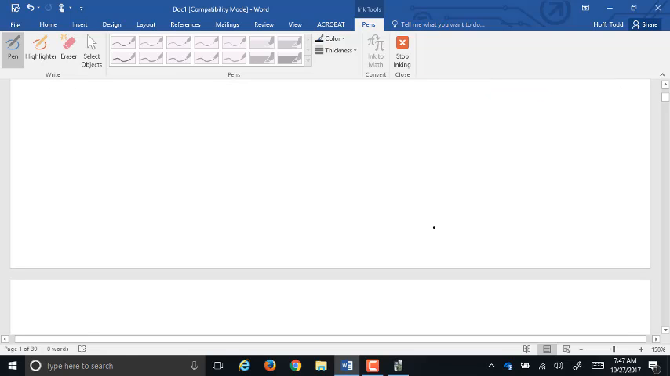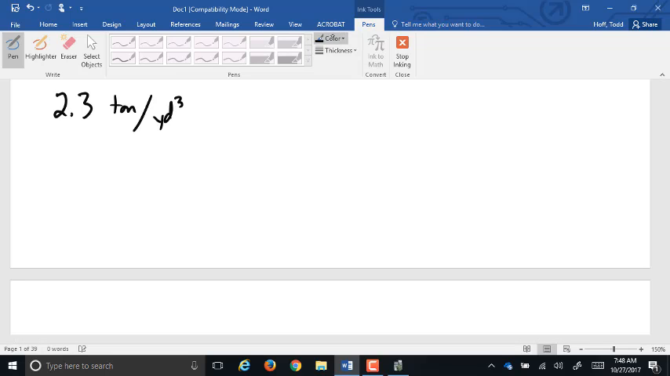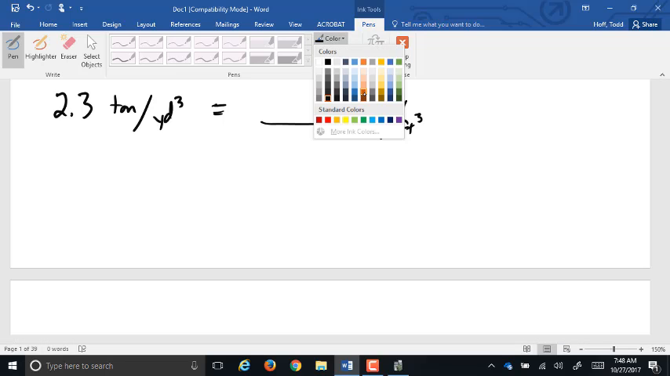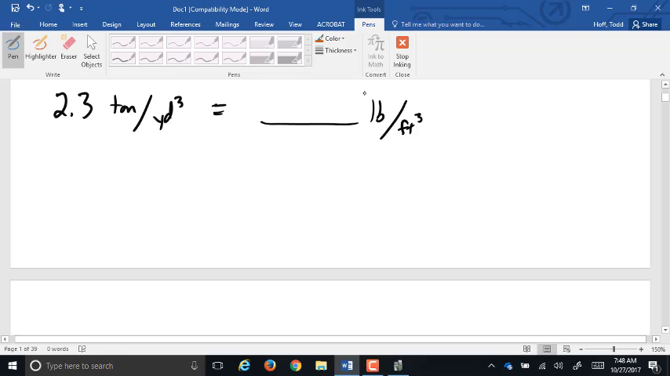Let's look at units like you have something that is listed as 2.3 tons per cubic yard. And we want to know what's that going to be in pounds per cubic foot. Tons per cubic yard is very commonly used in construction, materials, stuff like that. Yeah, concrete, trap rock, stuff like that. Your binders.